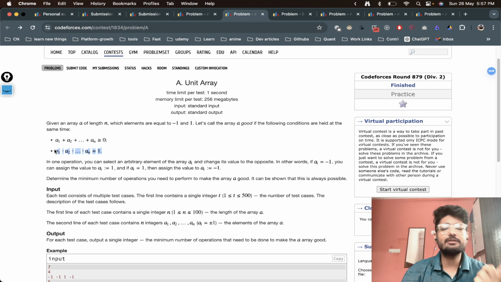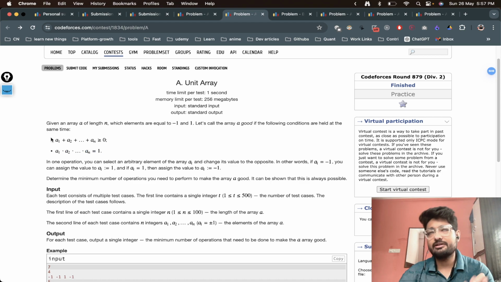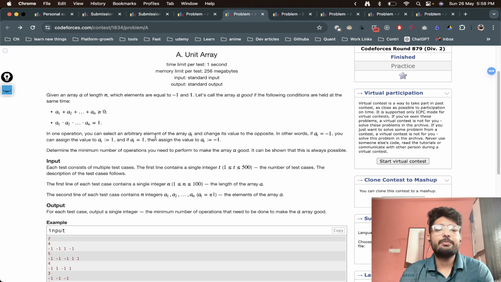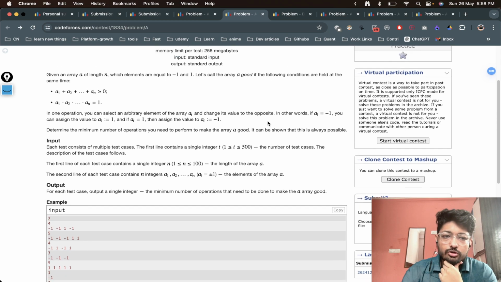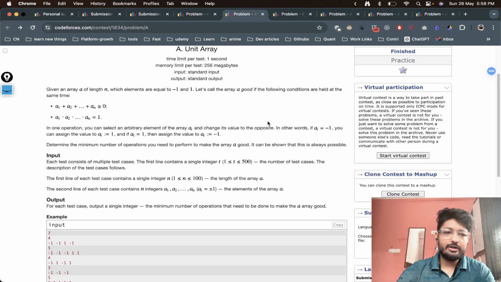This means that the minus one count should be even, and the sum condition just means that the number of ones should be greater than or equal to the number of minus ones. And what you can do is that in any operation you can flip. You can change -1 to 1 or 1 to -1, and we want the minimum number of operations required to make it a good array. So as I've told you, we require two conditions.